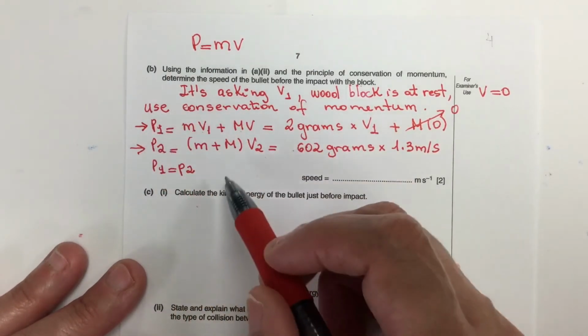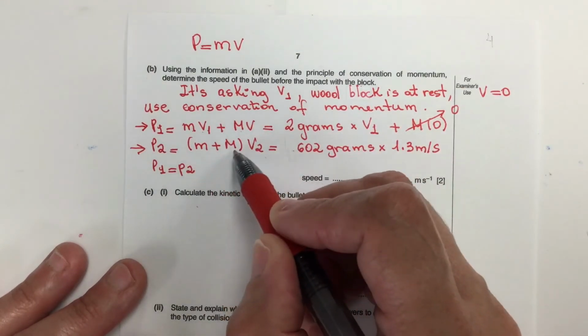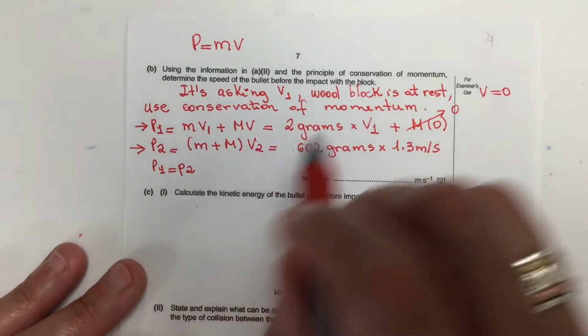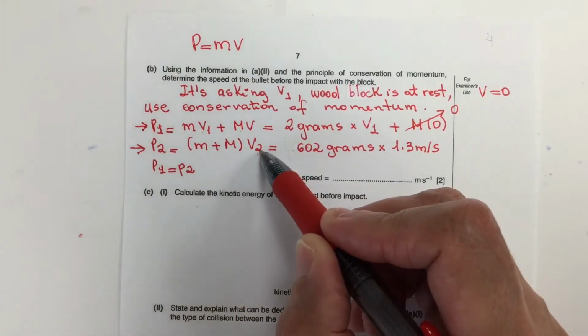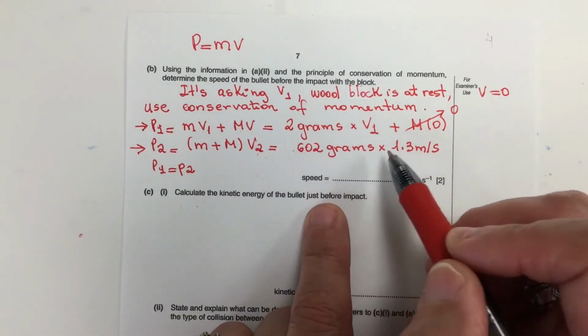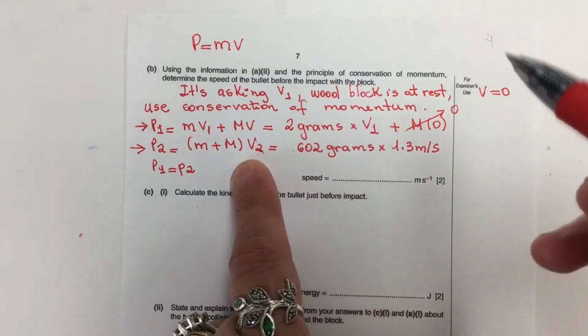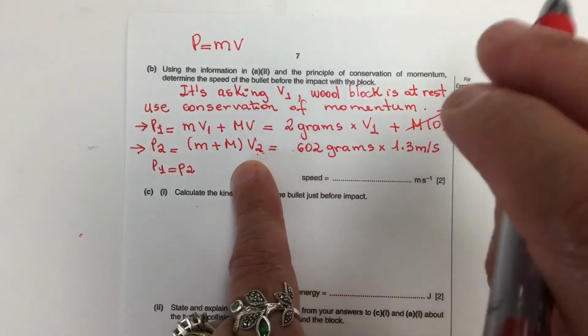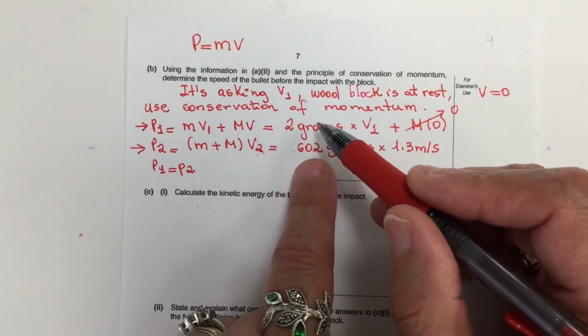So after the collision, now we have both bodies together, the bullet and the block, and they are about to move with this velocity 2 that we calculated prior in this problem. So now we have 602 grams times the velocity where the block and the bullet start to rise the motion up.